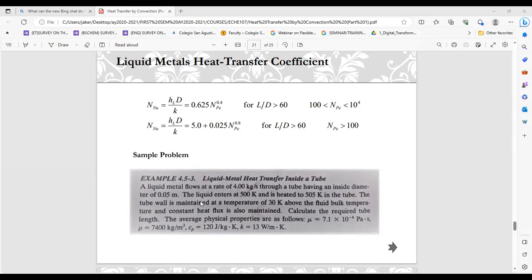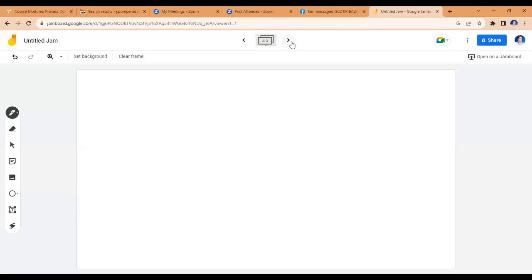So if you can take a screenshot of the problem now, we'll proceed to the Jamboard and have the solution run through, how we're going to find the value of this particular tube, specifically the length of the tube. Please take a picture of the problem so you will have a basis on what we're doing or determining as we go along. I'll now share Jamboard. We'll go back to Jamboard and we'll proceed with this new problem.